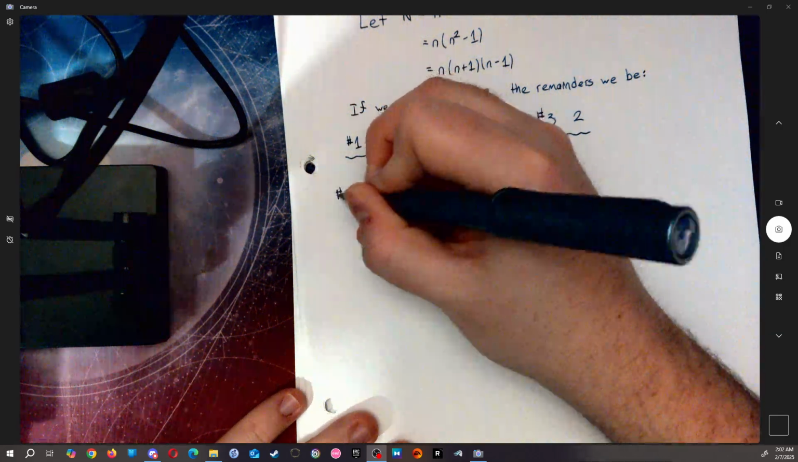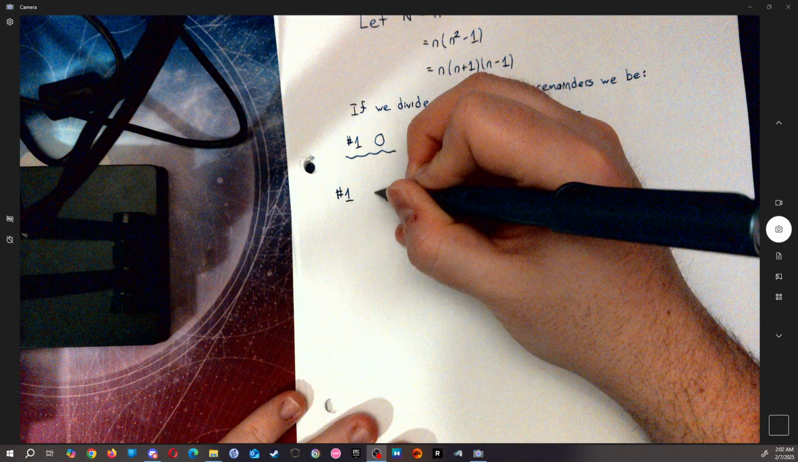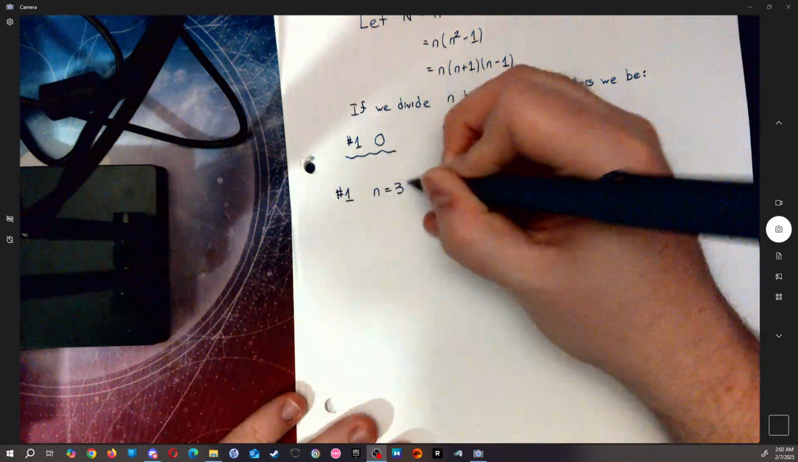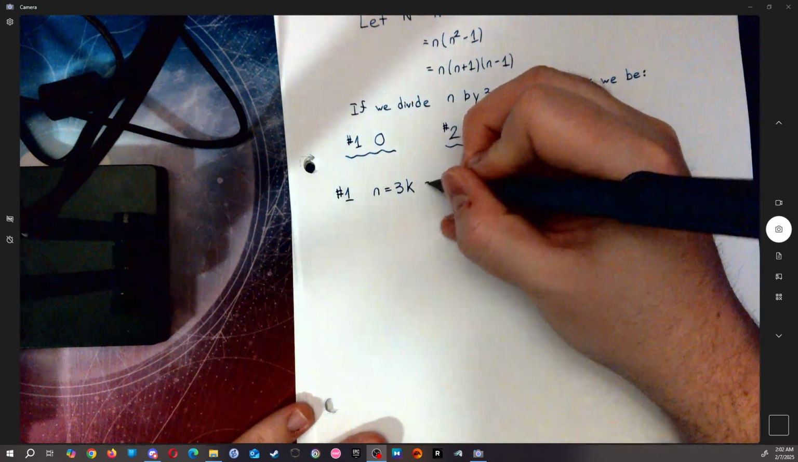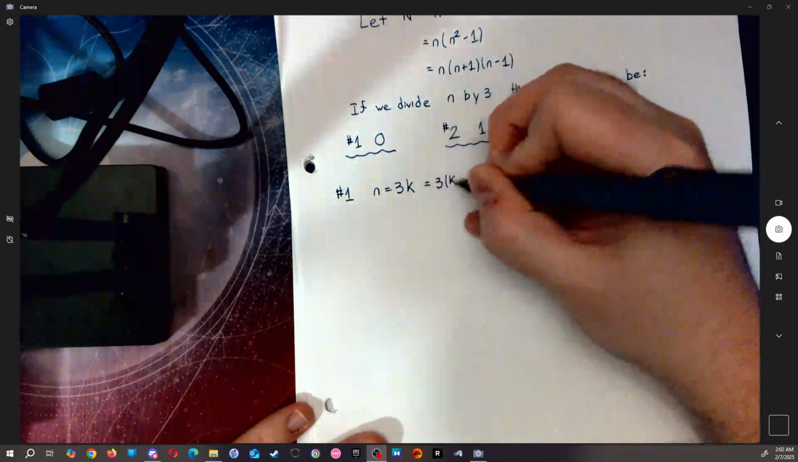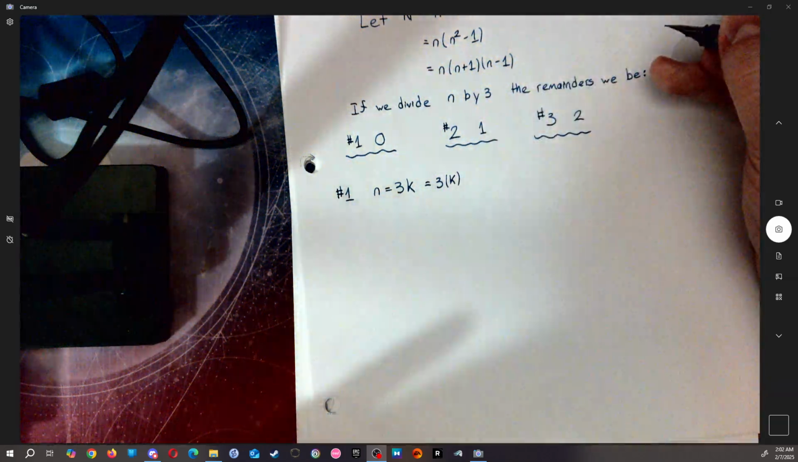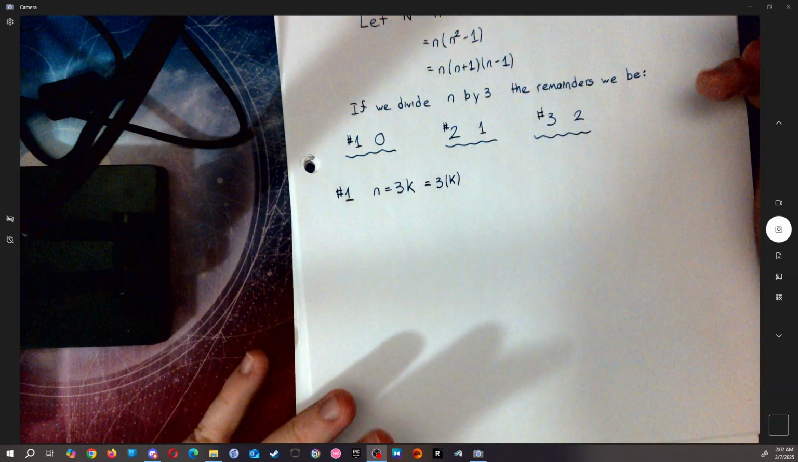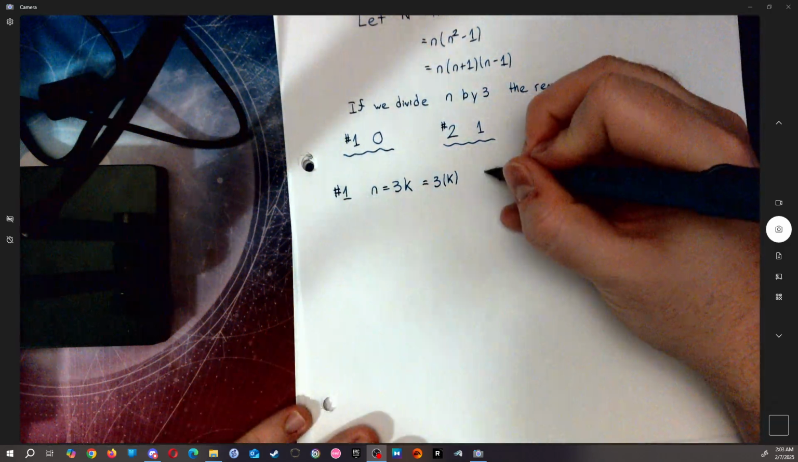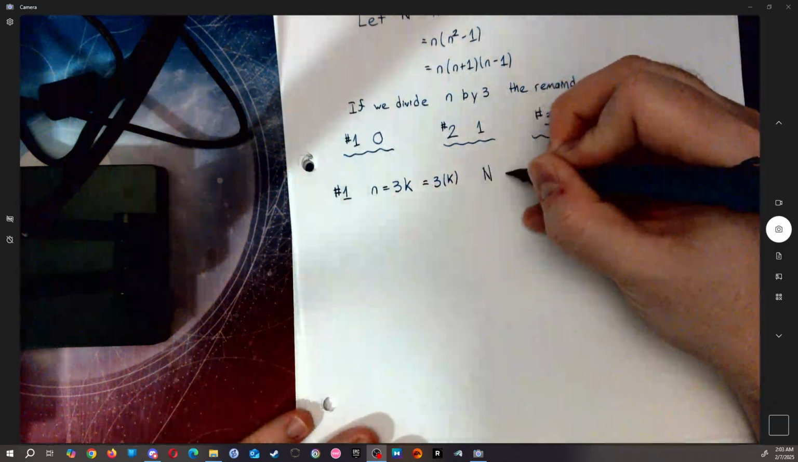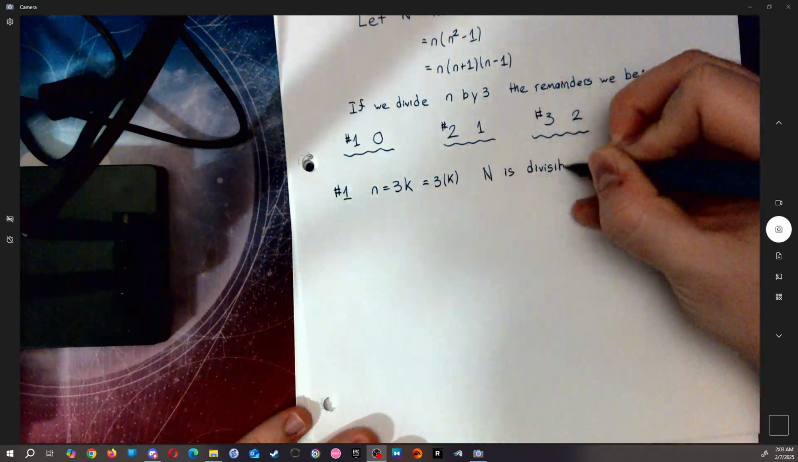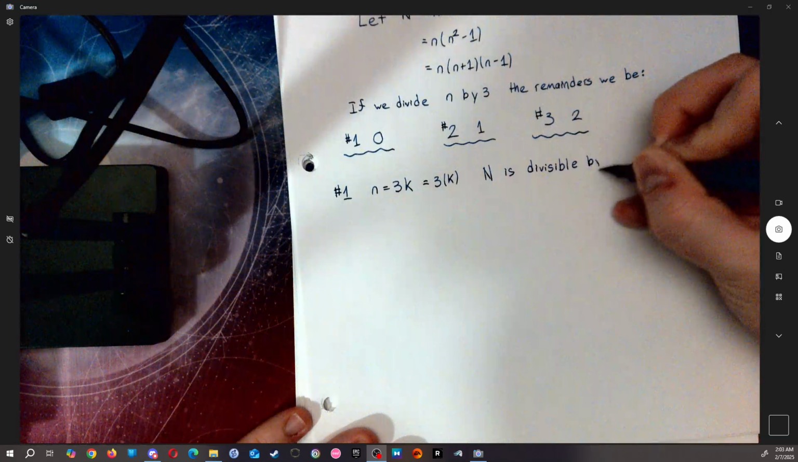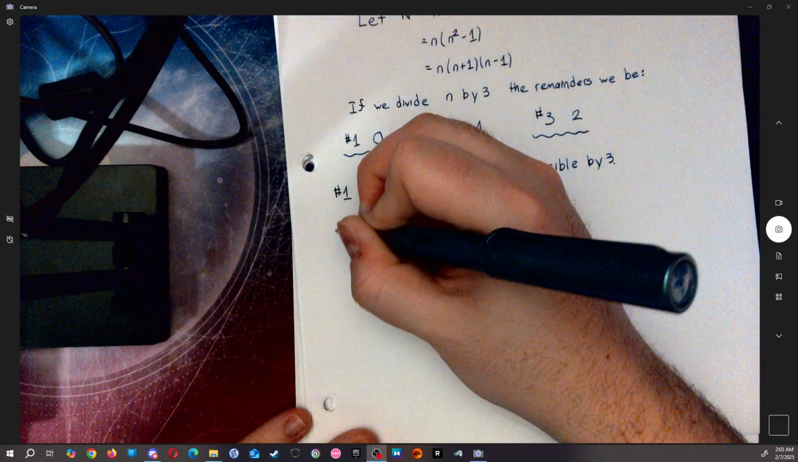Okay, so now I'm just going to run through my scenarios. So scenario number 1, if n is just equal to 3k, obviously super nice and straightforward, then I've just got 3 that I can factor out, so I'm left with k. That's an integer because that's how we defined it. And then that means that big N, so our entire expression, is divisible by 3. Okay, so that's my first scenario.